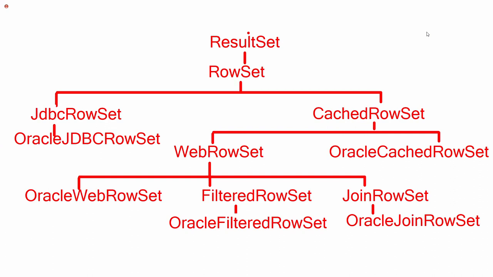See, at the top of the hierarchy, result set is there. Result set is inherited in row set. Row set is inherited in JDBC row set and cached row set. From cached row set, web row set. Web row set, filtered row set, join row set. These are interfaces; Oracle is not there, no? Interfaces and classes. Complete hierarchy given.